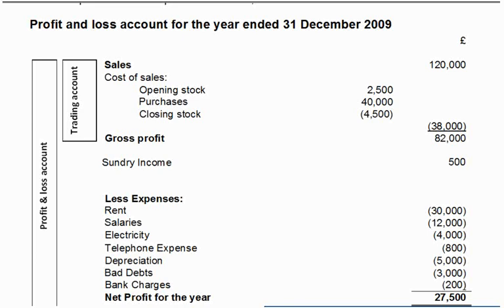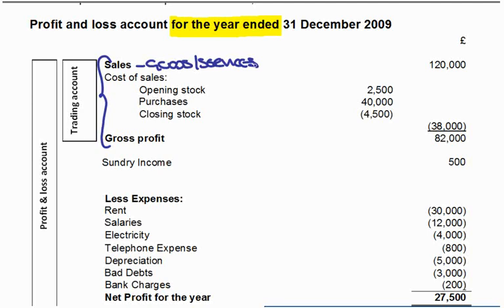Now, the first thing to note is that your profit and loss account is headed up as such and always for the year ended, whatever the year end happens to be, in this case the 31st of December 2009. And your profit and loss account can be split into two parts really. You've got this top half, which is sometimes called the trading account. So it's your sales that you've generated from sales of goods or services.